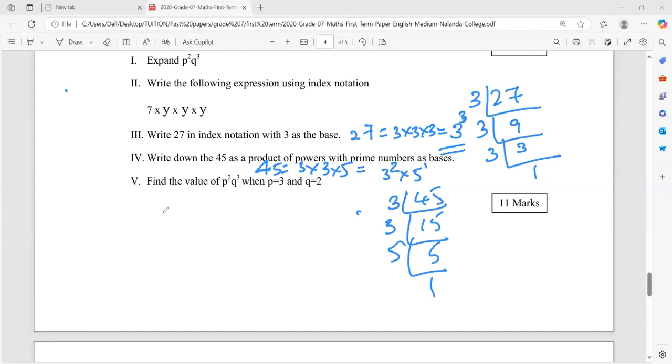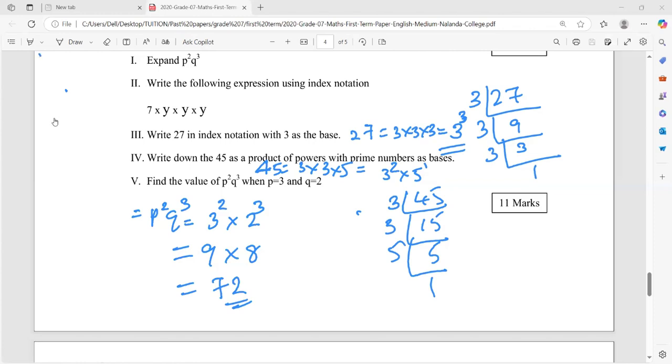Therefore, you have to write the powers. Find the value of P squared Q cubed when P is 3, Q is 2. P means 3, so 3 to the power 2. Q means 2, so 2 to the power 3. Now this is 9, this is 8. 9 into 8 is 72. I hope you understand all these things, right? If there's any difficulty, just leave me a comment, and also watch this several times.